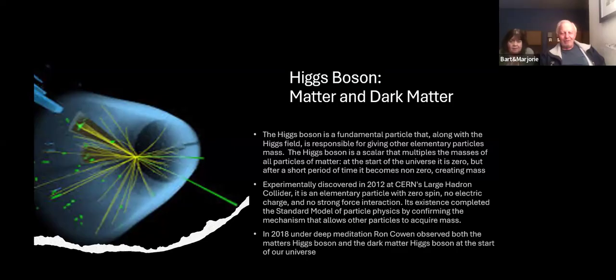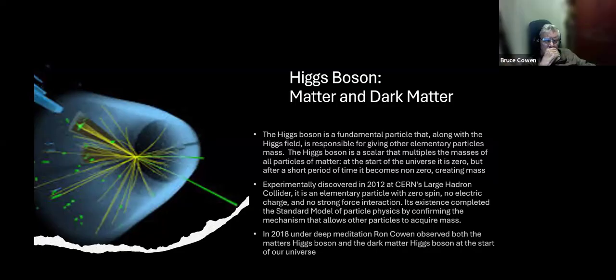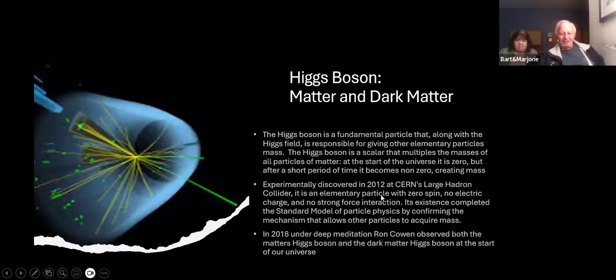Now, we're going to come back to this. It's interesting because if the Higgs boson went from zero to something, then what happens when the Higgs boson goes back to zero? So keep that in mind. The thing that was done as a theory here, this Higgs boson wasn't discovered experimentally until 2012, and it's been replicated. Now, Ron Cowan saw it under deep meditation, but he saw also the dark matter Higgs boson as well as the matter Higgs boson that was experimentally measured.